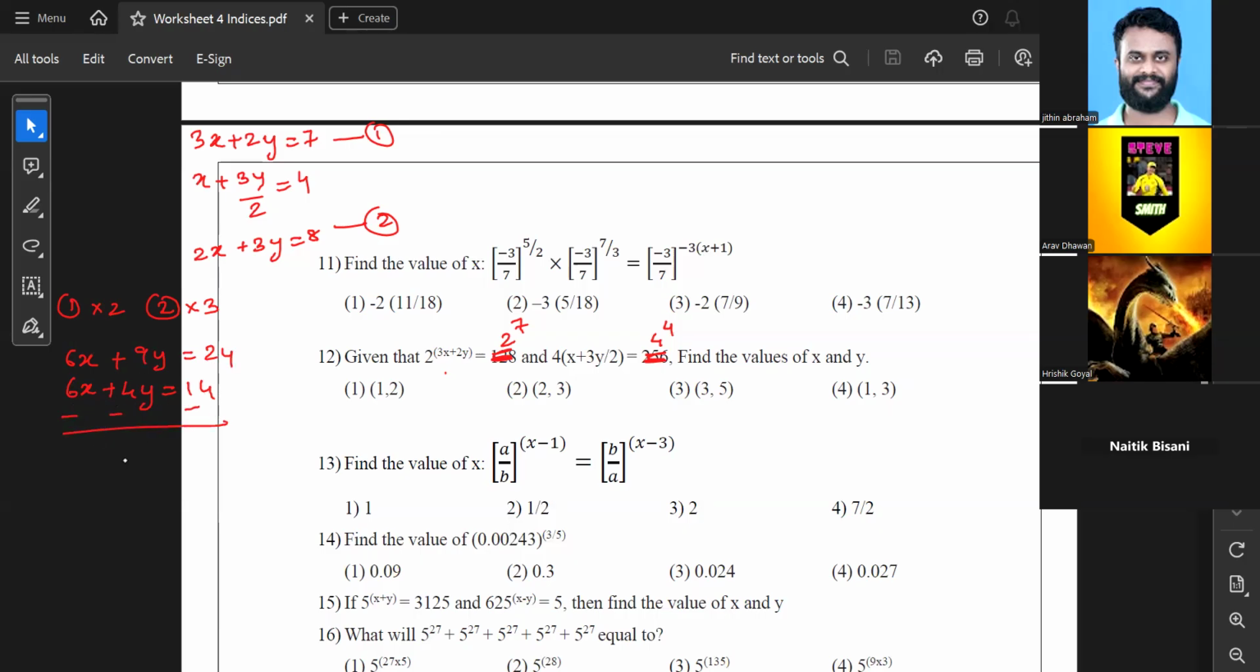So 6 and 6 cancels. 9 minus 4, 5y is equal to, this is 10. That gives me y is equal to 2. So once I get y is equal to 2, I'll substitute it in any of the equations. So 2x plus 3 multiplied by 2 is equal to 8. 2x plus 6 is equal to 8. 2x is equal to 2, x equal to 1, x equal to 1 and y is equal to 2. Option 1 is your correct answer. I hope it's clear.